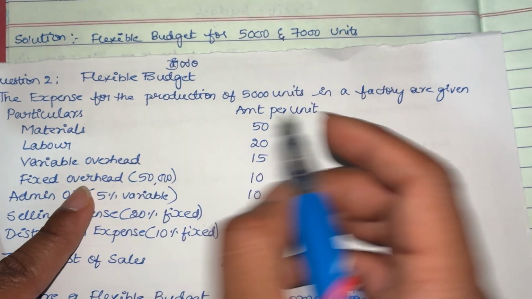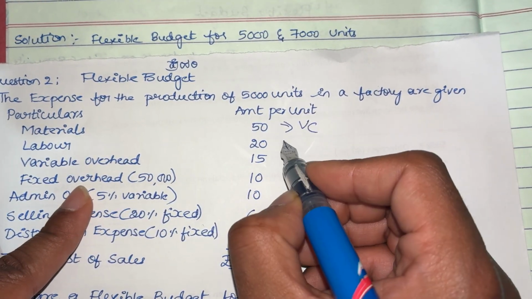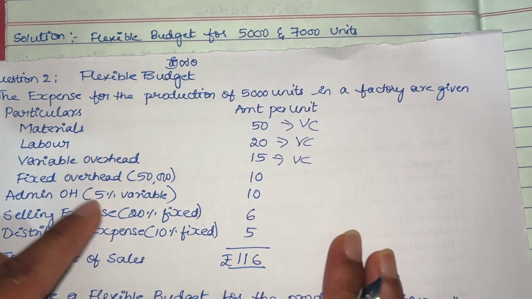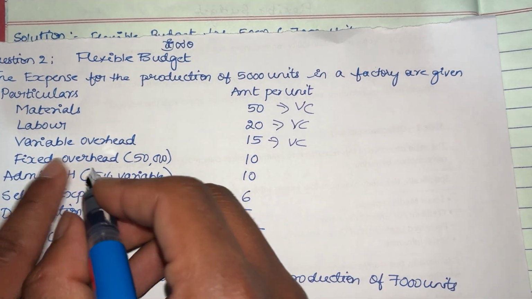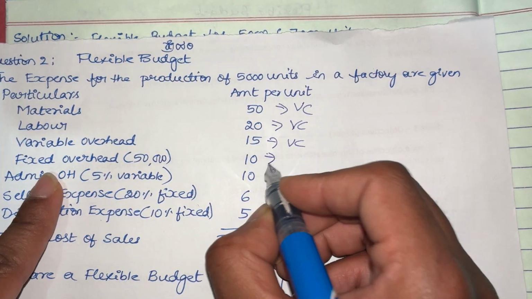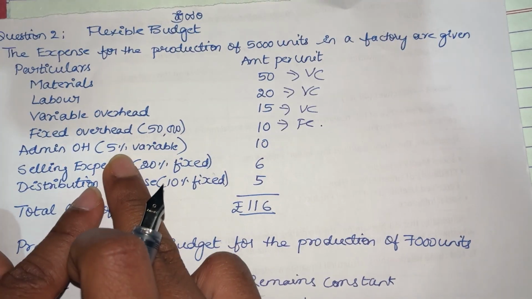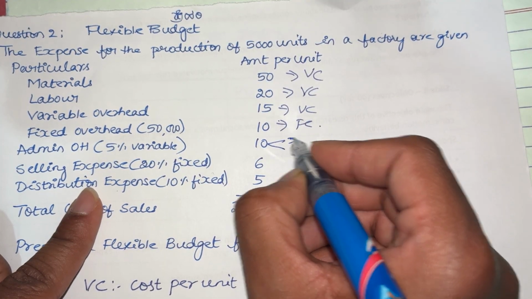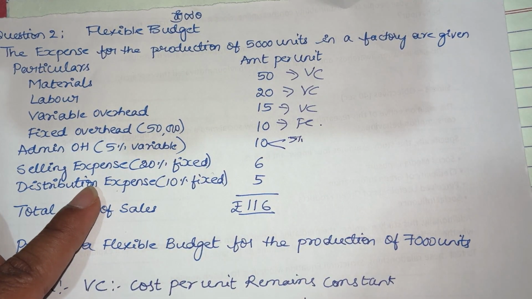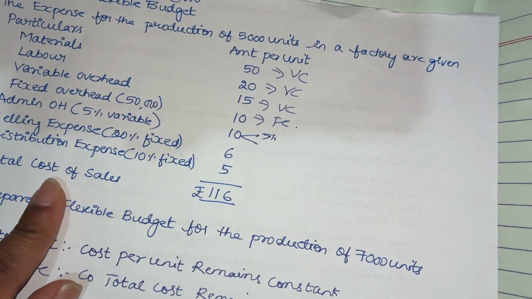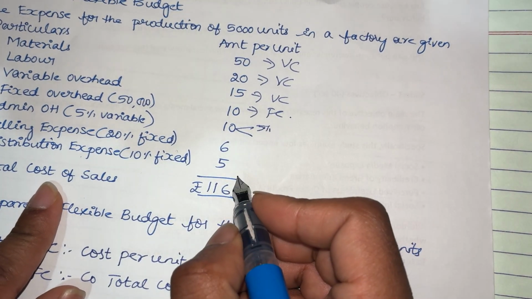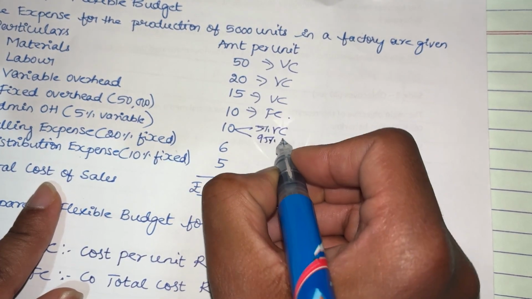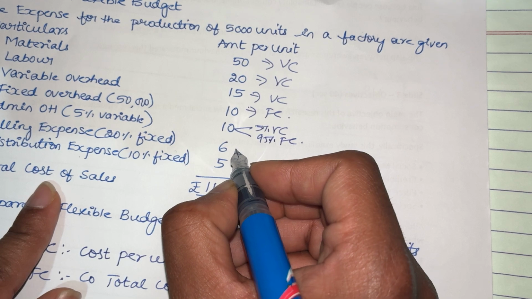Now material is a variable cost because it is not given with any segregation. Even labor is a variable cost. Variable overhead, by name itself we can determine it is a variable cost. And fixed overhead, as it is a fixed overhead, this will be a fixed cost, no doubt in that. Now administration overhead, 5% is variable. Now we have a sub classification here. 5% is variable cost, then the remaining 95% will be your fixed cost, no doubt in that.